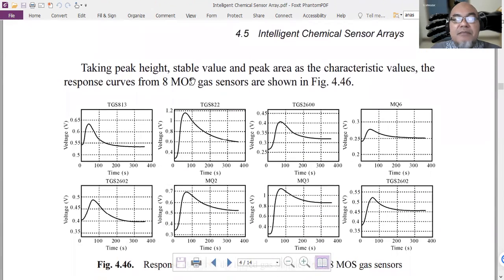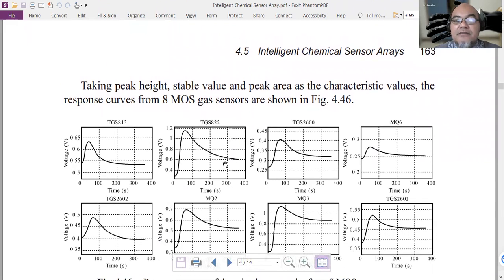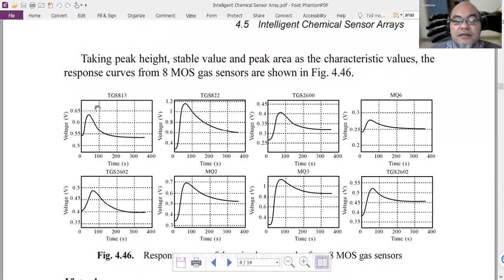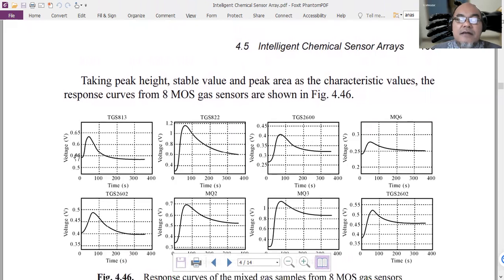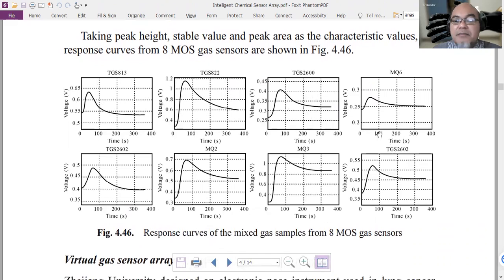Okay, so this is an example of using this array of sensors to detect cancer in the patient's breath. So this is the response of each of the sensors as a function of time. Okay, so you see here after breathing out, then it will take out, and then this is the pattern coming out from 8 of these sensors.